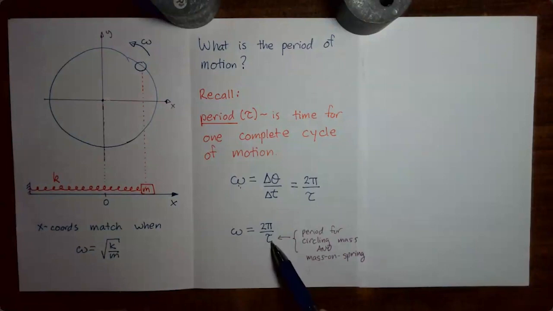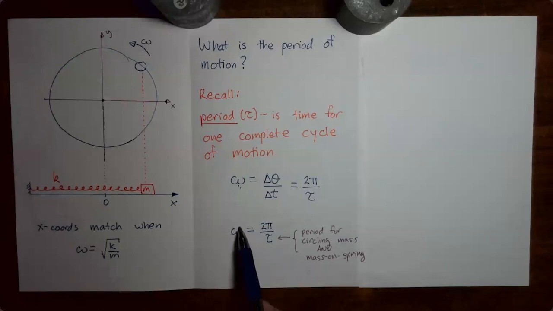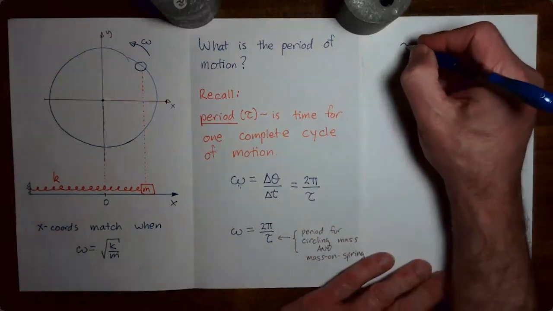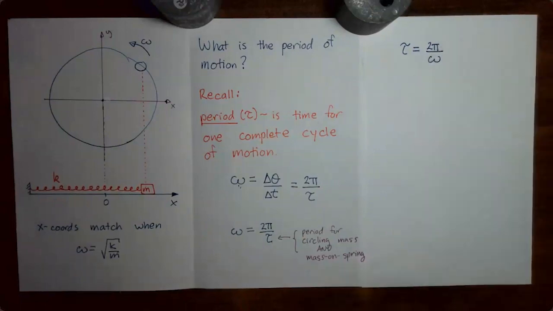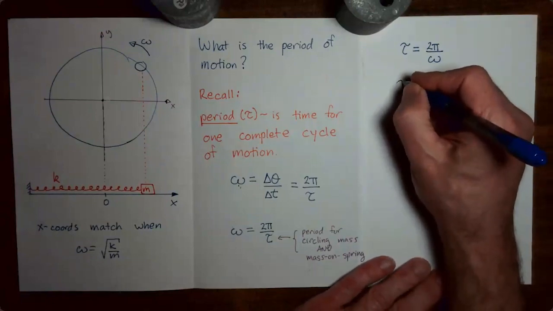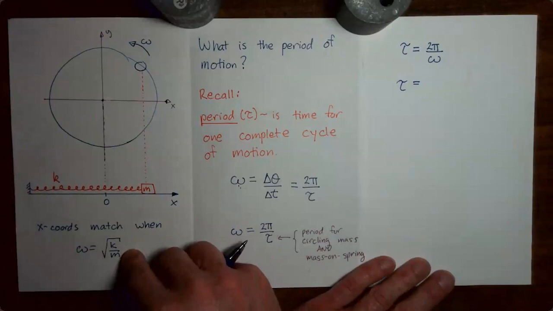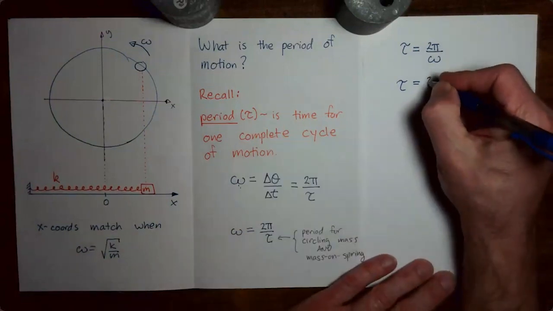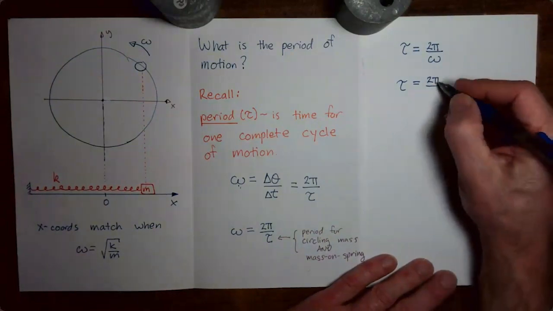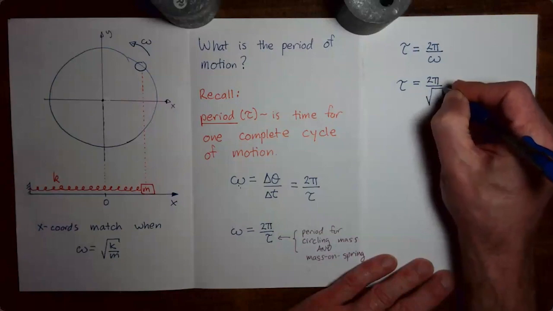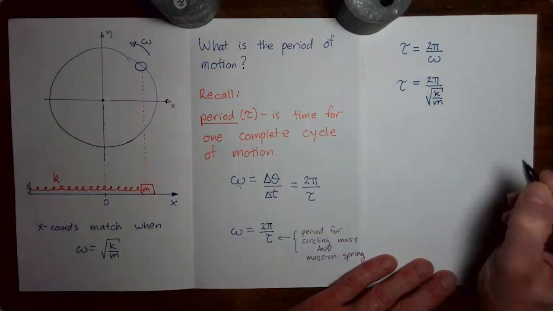So we're going to take the period from the denominator on the right up to the numerator on the left, and then omega from the numerator on the left to the denominator on the right. So they switch places, and we get period equals 2 pi over omega. So we're almost there. All we have to do now is take this expression for omega that we got in the previous video, and then we have that the period of the motion for both the circling mass and the mass on the spring is 2 pi divided by the square root of spring constant over mass.